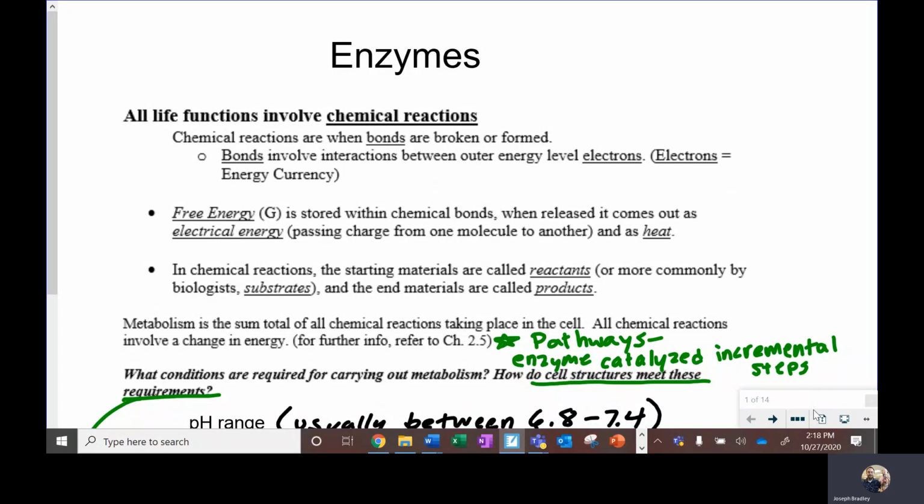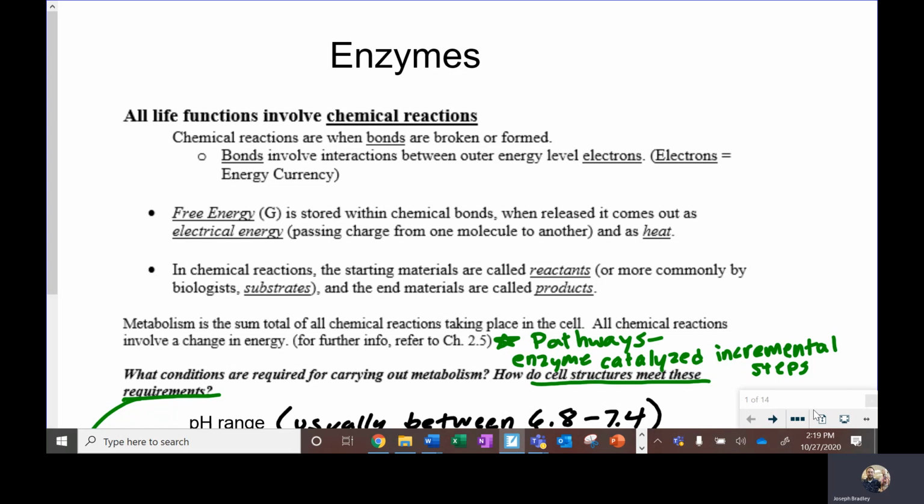Energy, with the unit G, just stands for Gibbs, so Gibbs free energy. It's stored within chemical bonds, and when released, it comes out as electrical energy, passing charge from one molecule to another, and as heat. In chemical reactions, the starting materials we usually call reactants, or by biologists, substrates, and the end materials are products.